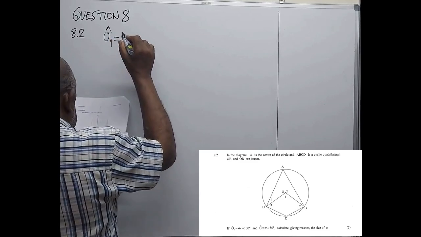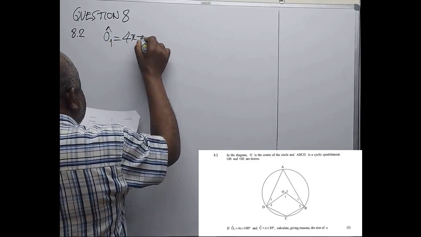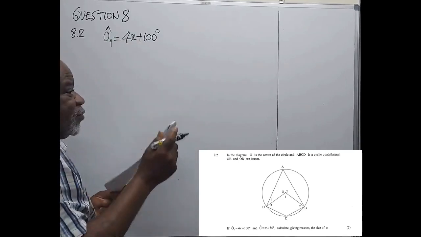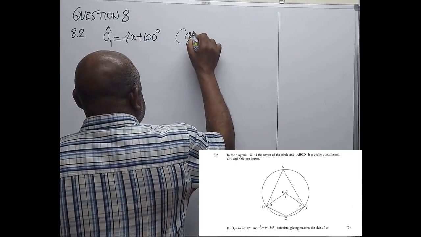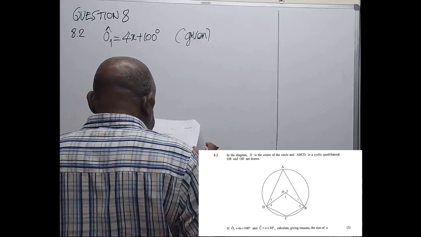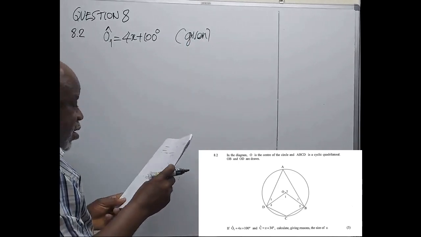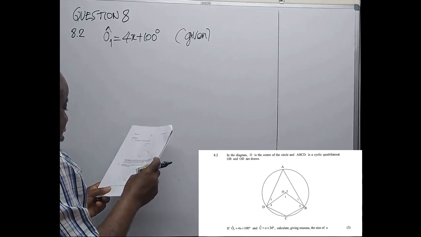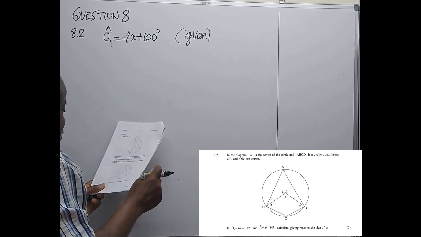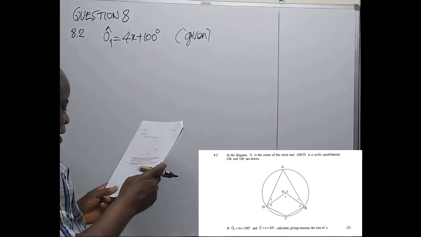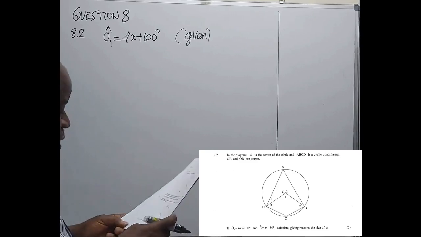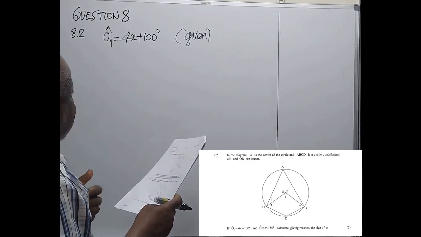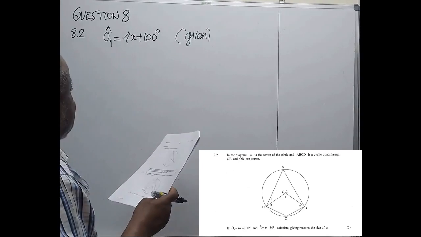O1 is equal to 4x plus 100 degrees. So this one we can write that is given. And we also have that C is equal to x plus 34 degrees. So they want us to calculate, with reason, the size of x, as you can see here.